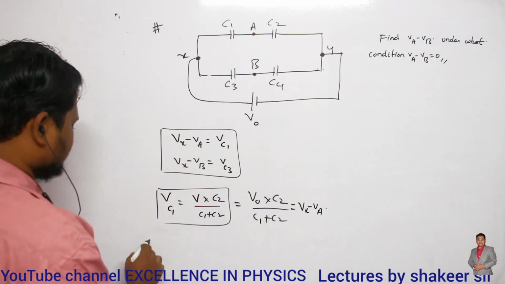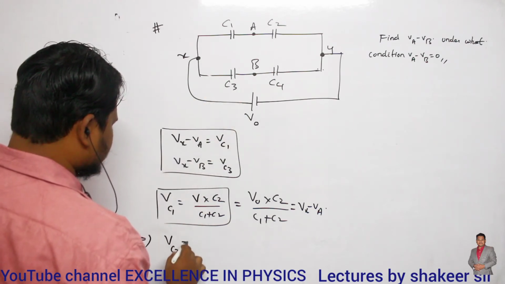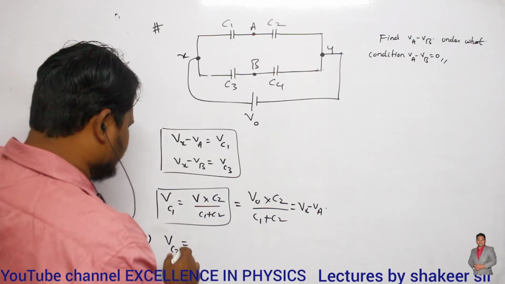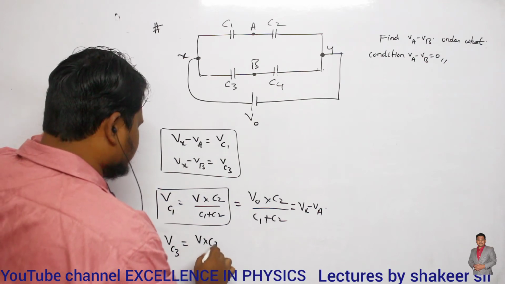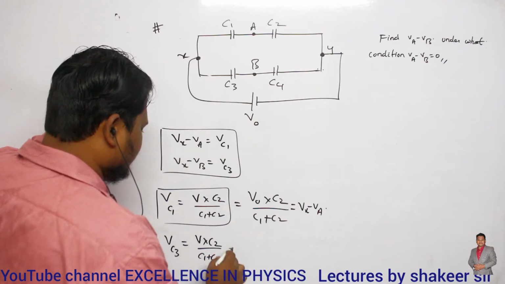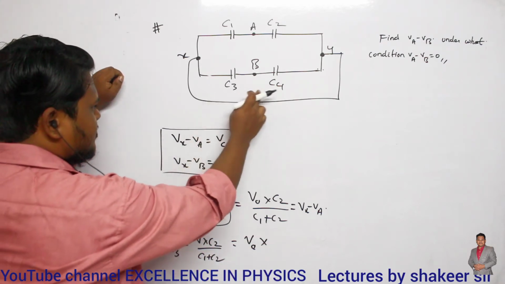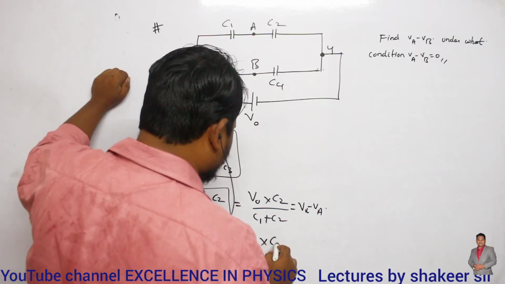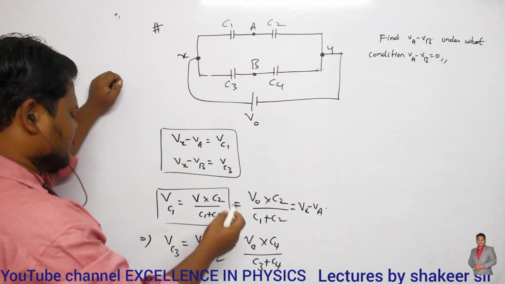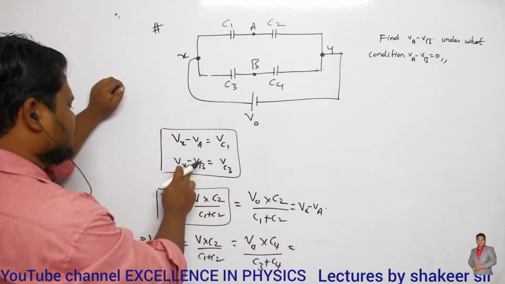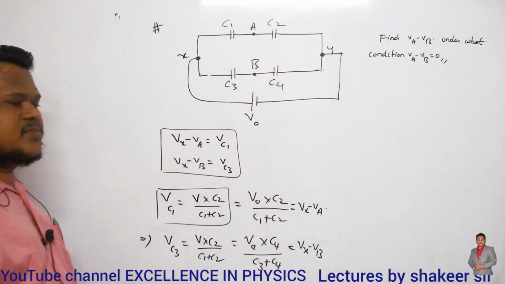Similarly, now I will calculate the potential difference across C3. How can I write the potential difference across C3? Again, the same relation. If I call this one C1 and this one C2, then V into C2 divided by C1 plus C2. The potential difference in the branch is V0. If this is C3, this is my C4. So therefore I will write V0 into C4 divided by C3 plus C4. This is nothing but Vx minus Vb. So I got the relation up to here.